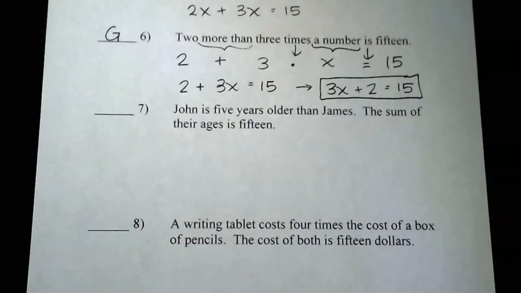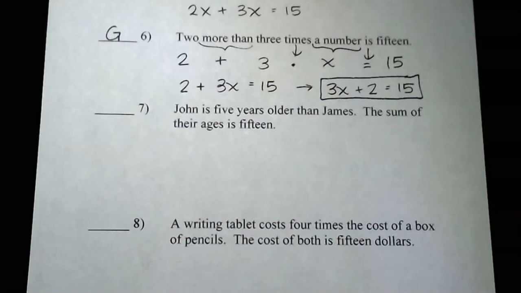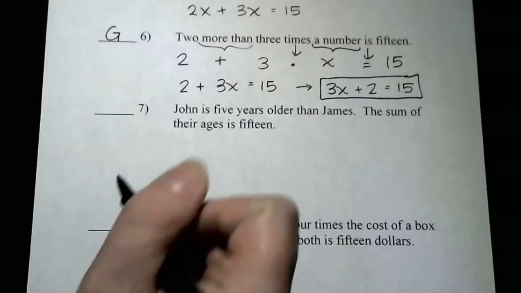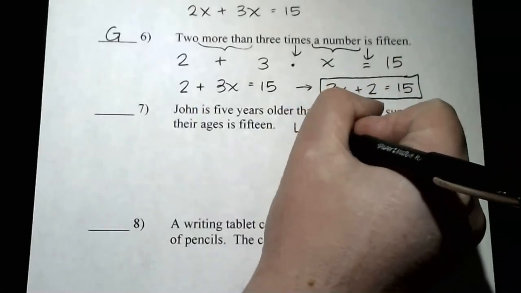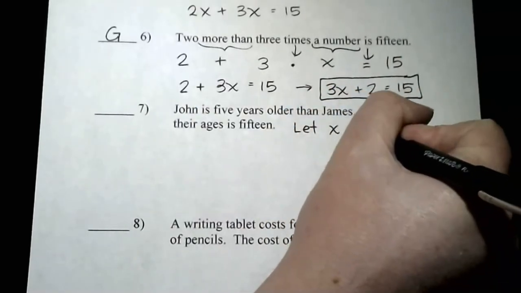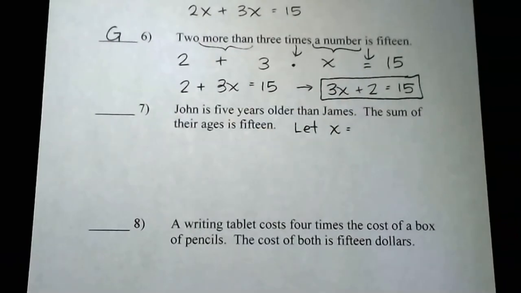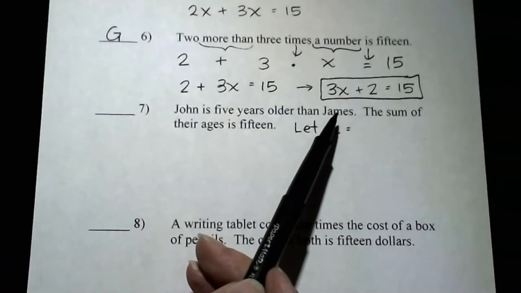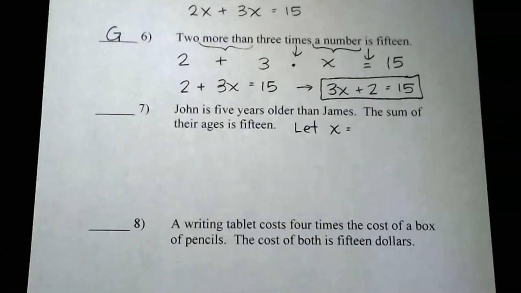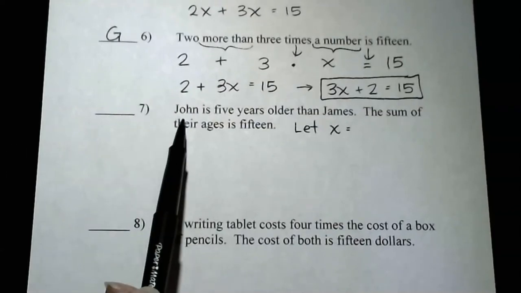John is 5 years older than James. The sum of their ages is 15. So they're talking about two different people here, John and James. And then they tell you that the sum of their ages is 15, so that means you add them up. But in order to do that, we have to figure out a way to write each one of them. So anytime you're working with more than one variable here, like John and James, you have two, you need to make X one of them, and that's the one you know nothing about, and then you're going to write the other one using X. So I'm going to go back to this first sentence.